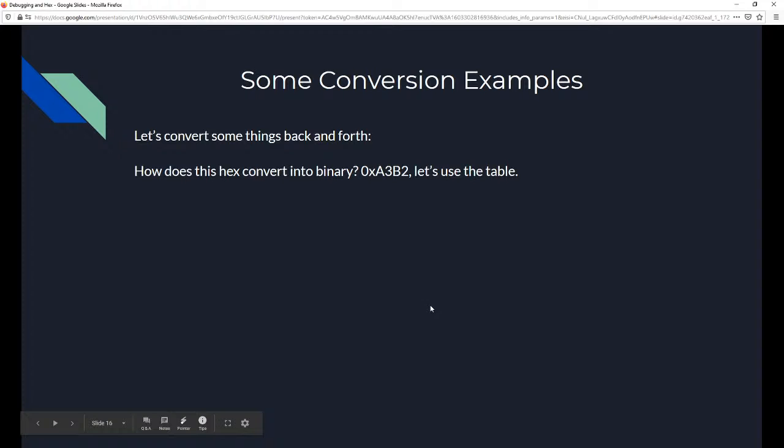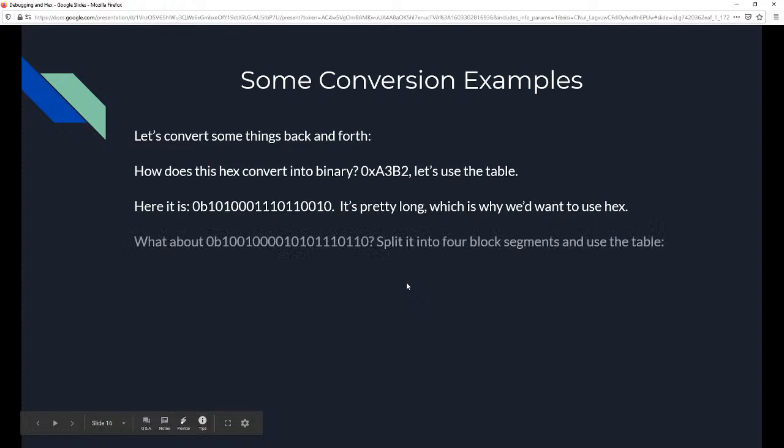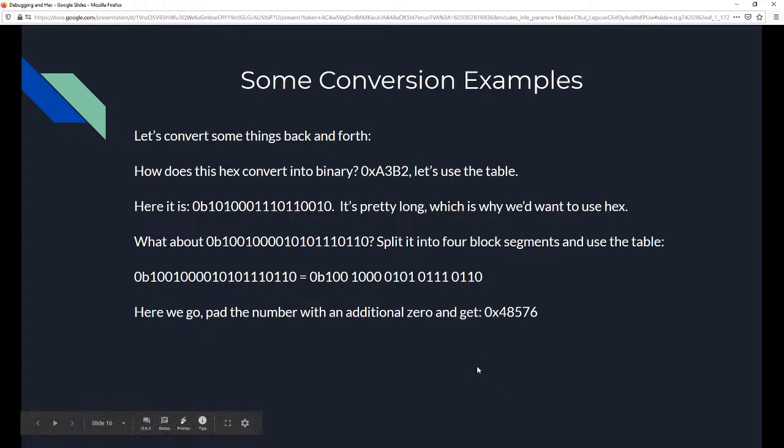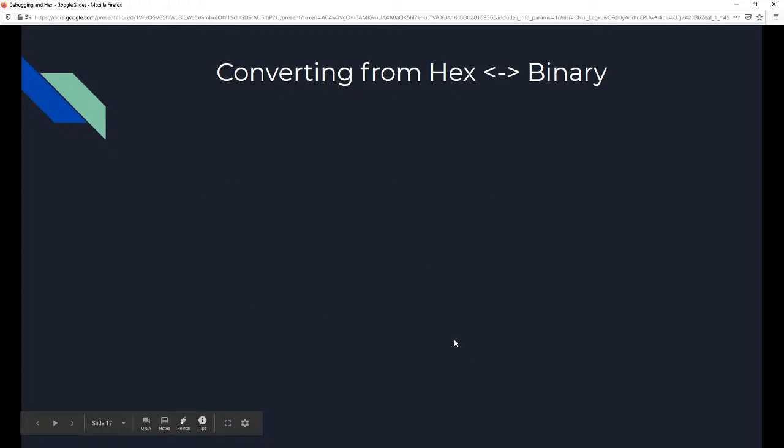So, okay. Yes, that's what I was saying here. You can convert a number and you split it. All right. So converting between hex and binary is pretty simple.